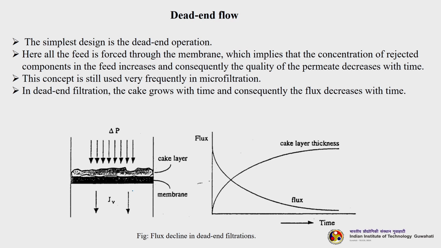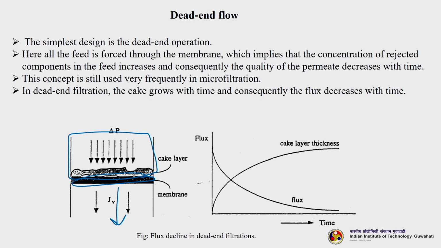So, this is a module which is holding the membrane. The feed is transferred to the module, the module is closed, and then we apply pressure from the top side. The permeate comes out here, however, the retentate is retained on the surface of the membrane. So, in dead end filtration the cake grows with time.